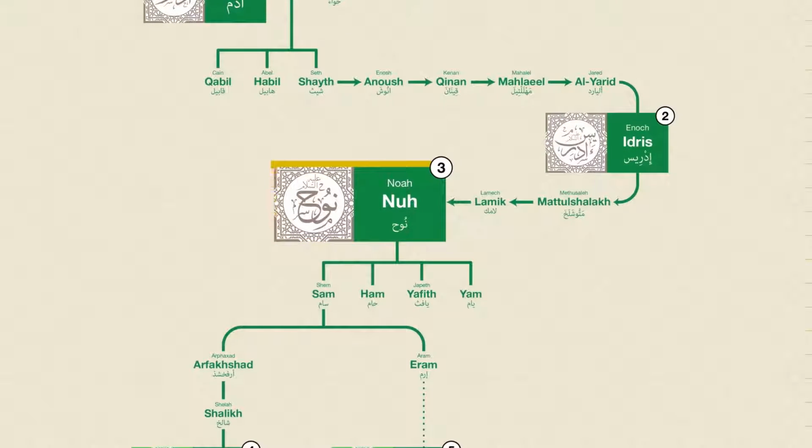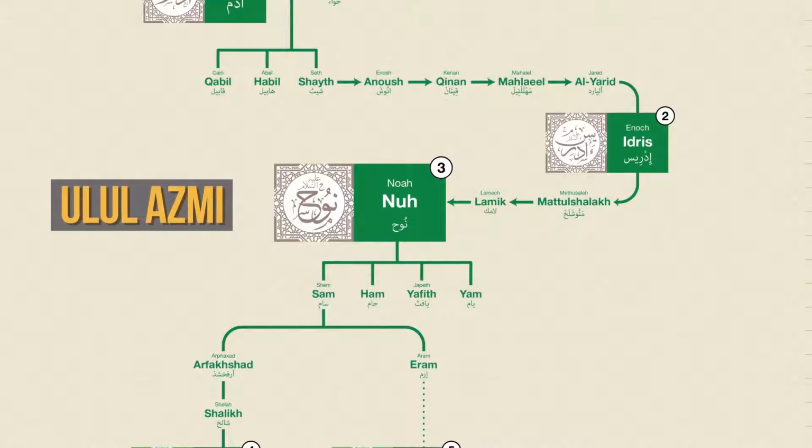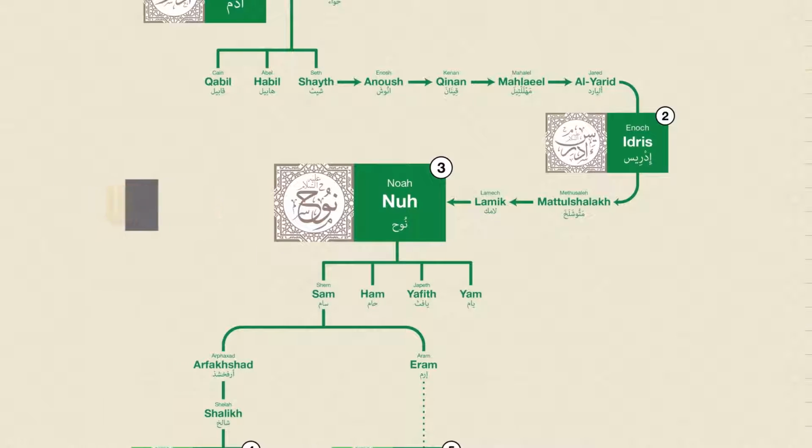You'll notice that I made Nuh's box a little bigger, as well as several of the other later boxes, such as Ibrahim's and Musa's. This is because these prophets are known as the Ulul Azmi, or arch-prophets. Ulul Azmi literally means the unwavering ones, and out of the 25, only 5 are given this special designation.